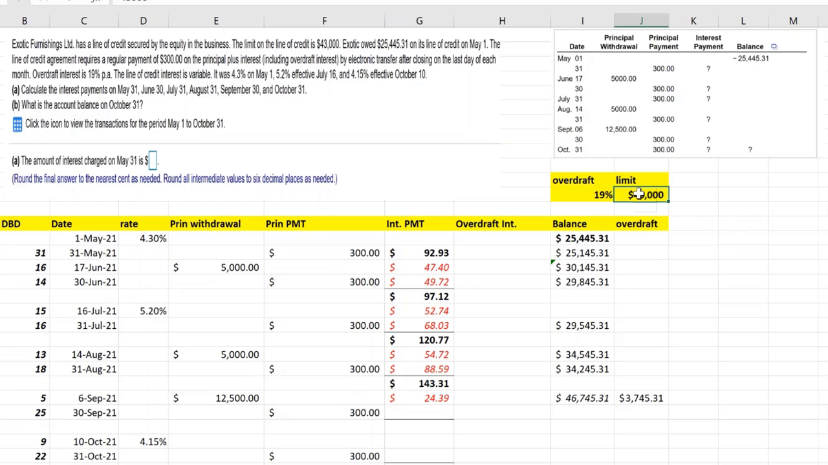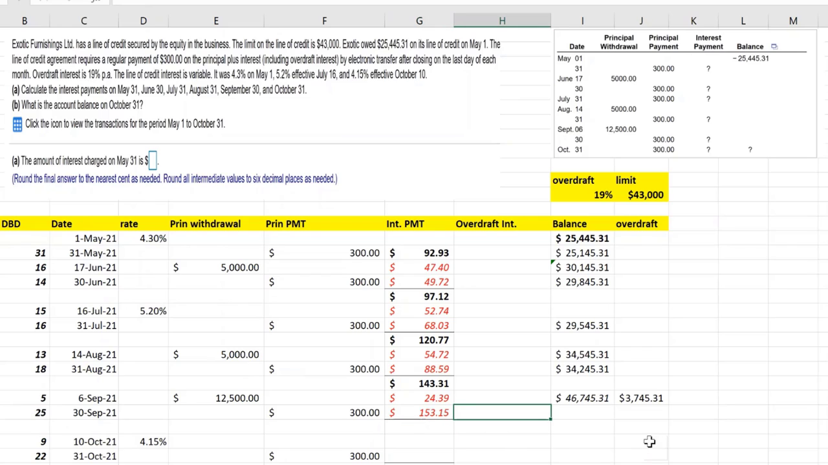Okay. Then anything over, which is $3,745.31 over, you are charged 19% on the overdraft. So we have to do them separately. So let's do it here. Equals $43,000 maximum times 5.2% times 25 days out of 365.